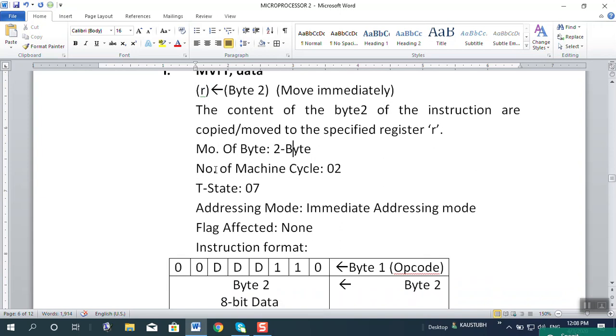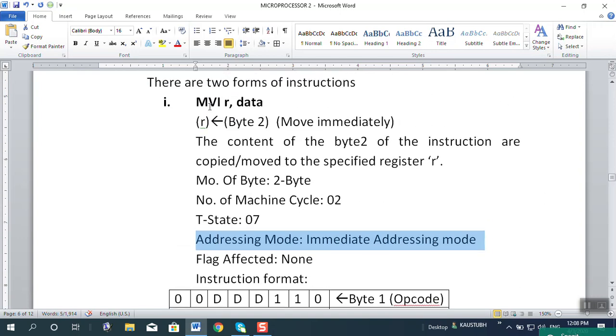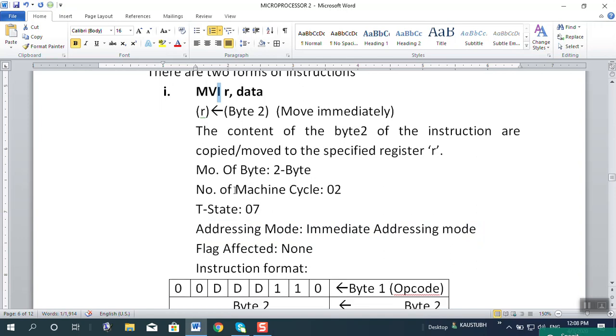Machine cycle is 2, and in the first machine cycle there are 4 T states, and in the second machine cycle there are 3 T states, a total of 7 T states. And addressing mode, of course, is the immediate addressing mode. Actually, whenever you see any instruction ending with I, it is immediate addressing mode in case of 8085. And as I mentioned initially, since it is data transfer, for any of the data transfer instructions, no flag is affected. So flag affected: none.